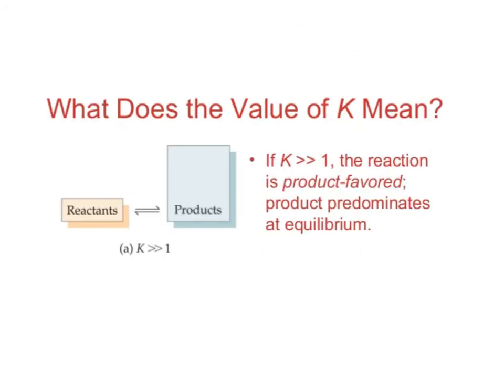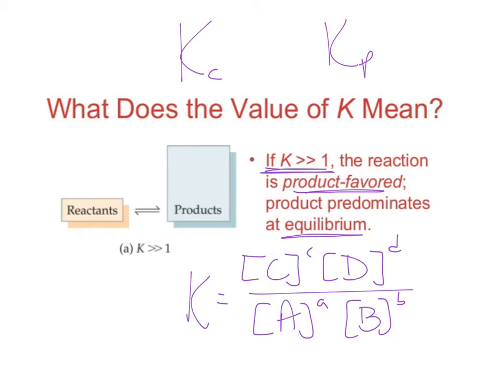So, moving on again, we're going to think about what the value of K means, or we've been calling it Kc or Kp. So if K is much, much greater than 1, that means the reaction at equilibrium is product favored. So at equilibrium you will have mostly products. Because in order to have K be much, much greater than 1, the concentrations of our products in this ratio must be much greater than the concentration of our reactants.